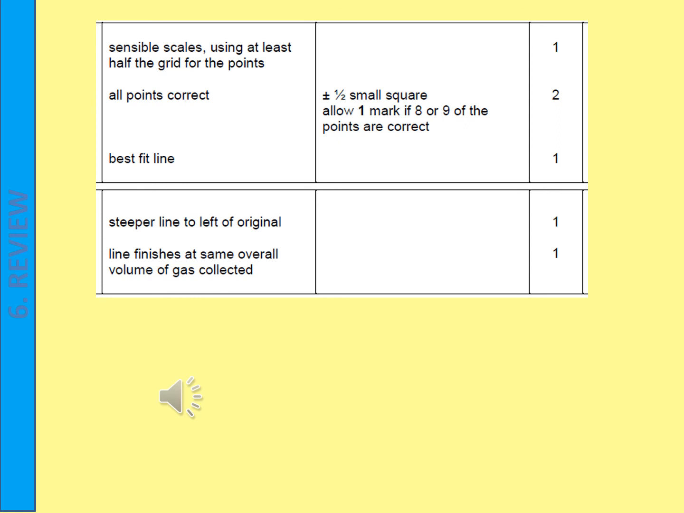The second part, where you had to add the sketch, is looking for the line to be steeper, because the smaller the marble chips, the faster the rate of reaction. However, your line should finish at the same overall volume of gas collected. And this is because, although you have changed the size of the marble chips, because you haven't changed the mass, there is still the same amount, the same volume of calcium carbonate chips to react, and therefore the volume of gas should be the same.